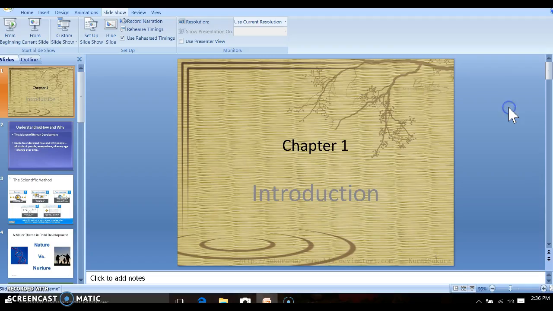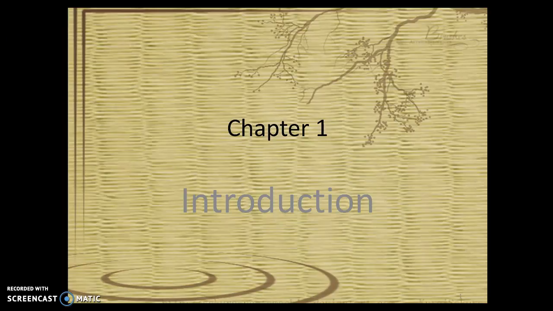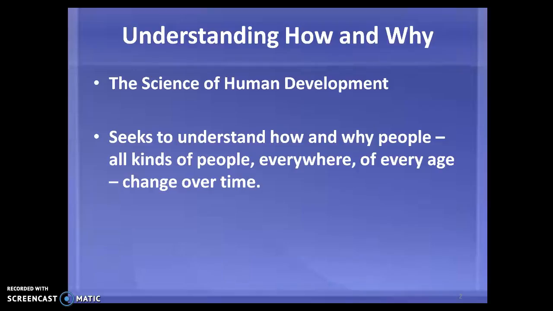So let's pop over here to Chapter 1, just the introduction, which goes over all the terms and definitions that you need to know. So human development is just understanding how and why all different kinds of people everywhere of every age change over time. Why are we the way we are?